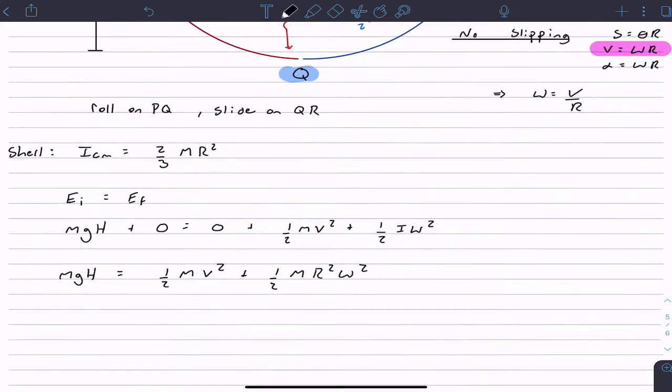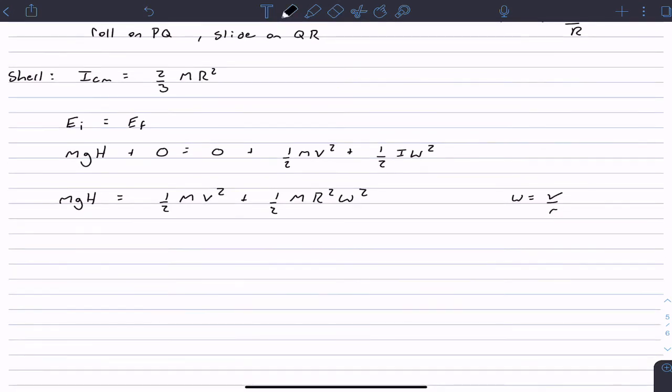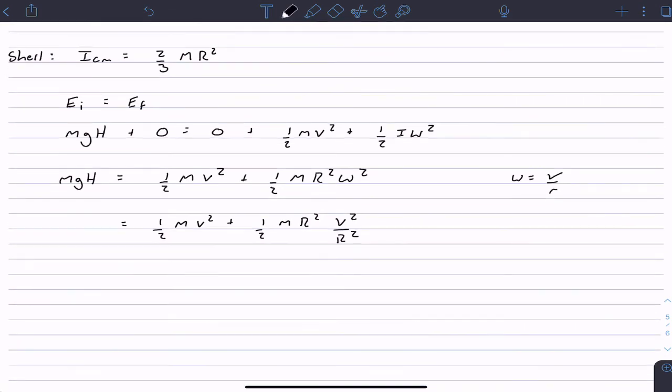So v is equal to omega R. Remember that identity where omega is equal to v over R? Well, now we can take this and go omega is equal to v over R. So now mgh is equal to half mv squared plus half mr squared, and now we have v squared over r squared. Okay, so now this cancels with this.